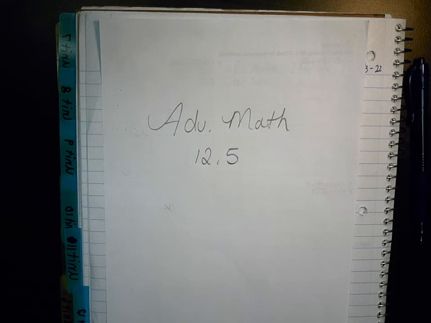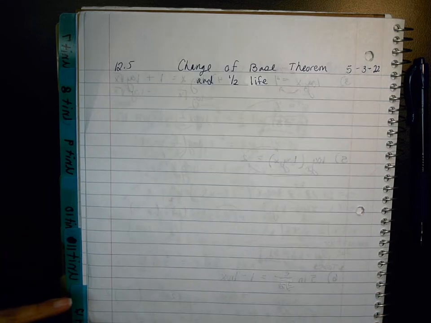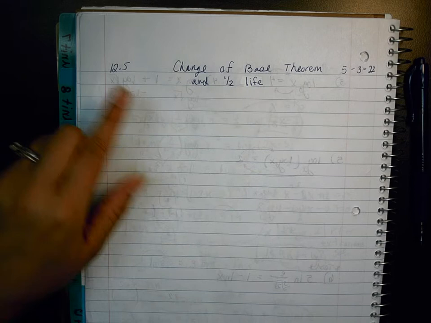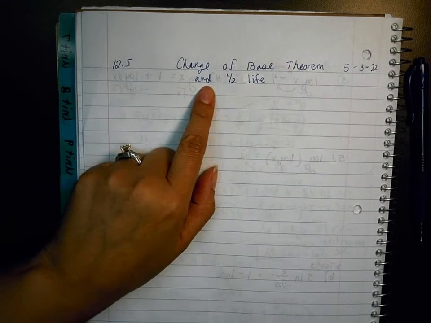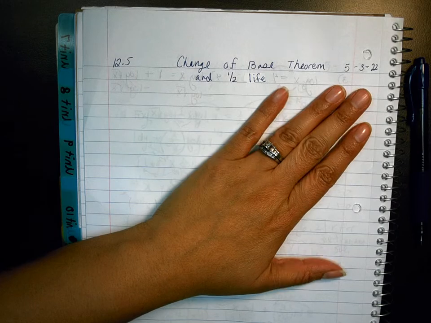This is Advanced Math 12.5 Notes. That's Advanced Math Unit 12, Lesson 5. You should have your notes out, starting to label. The title is Change of Base Theorem and Half-Life. And you put the date in the upper right-hand corner.